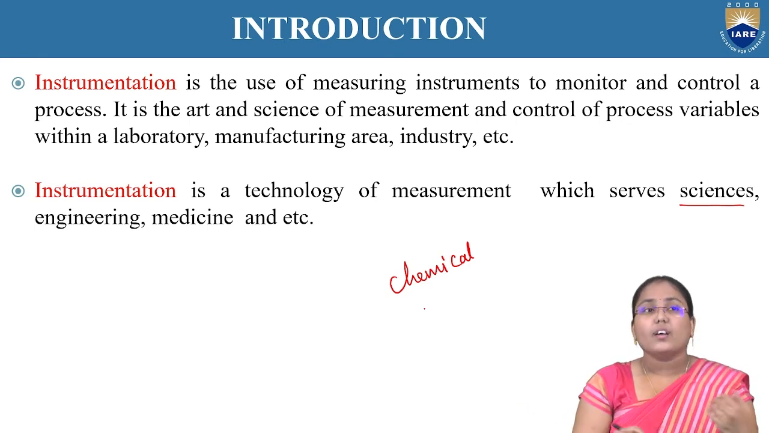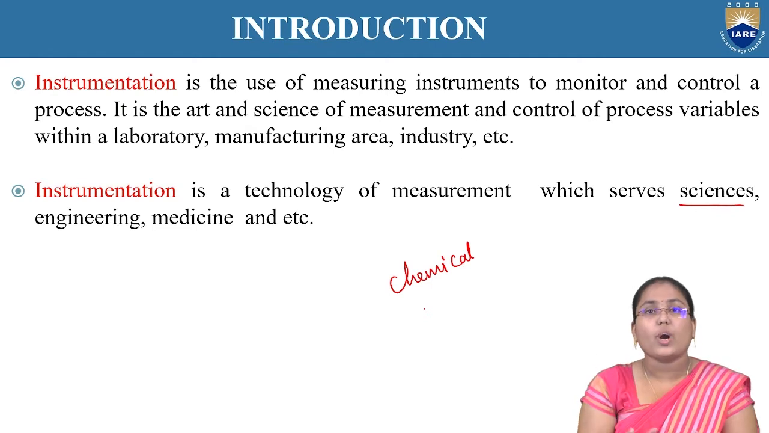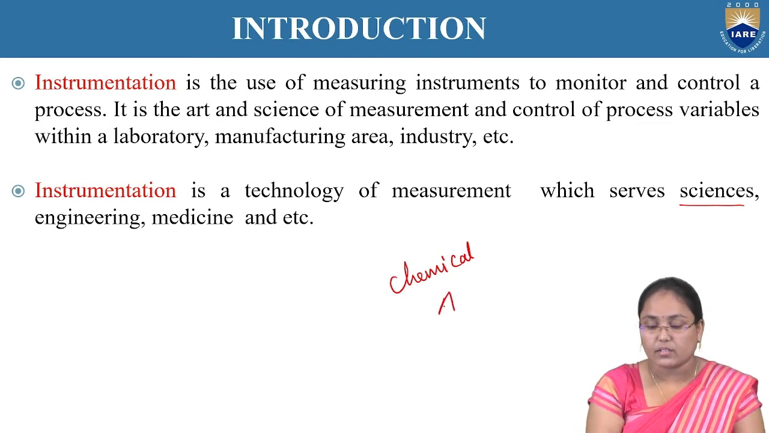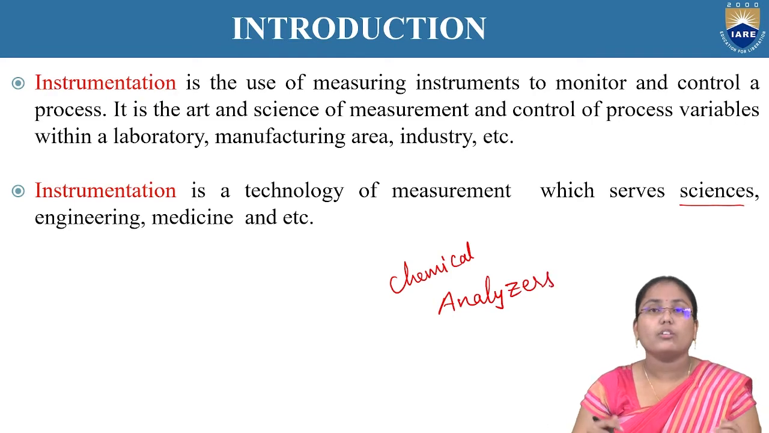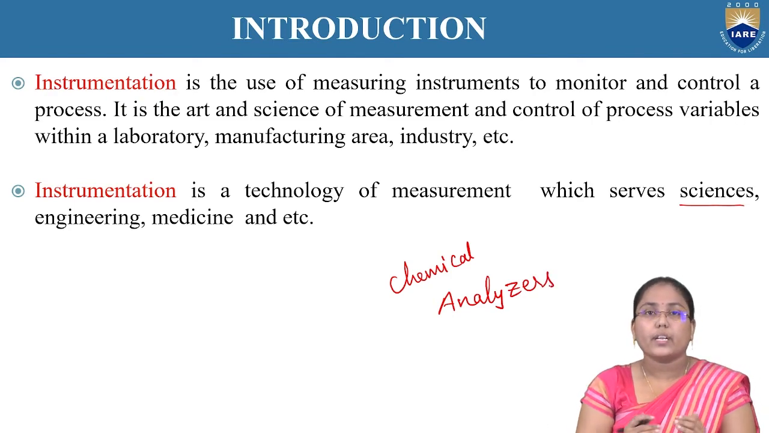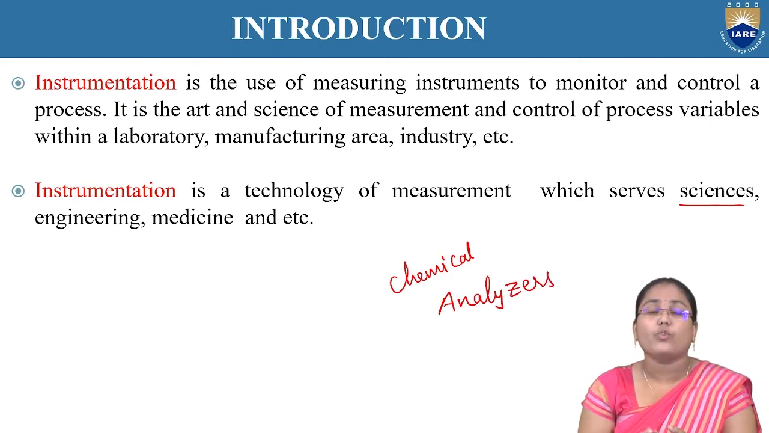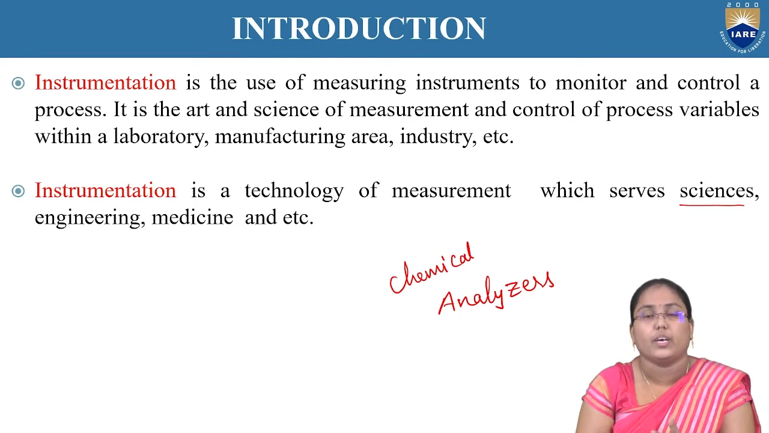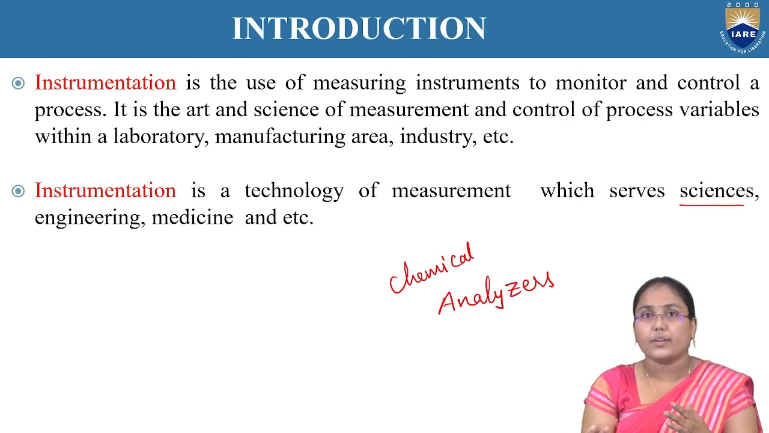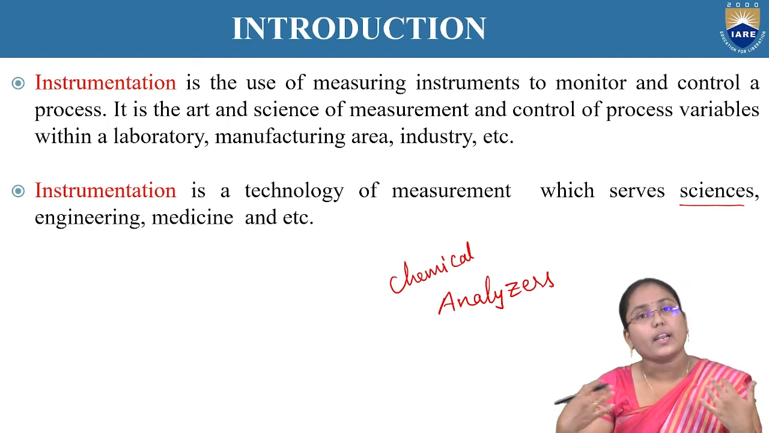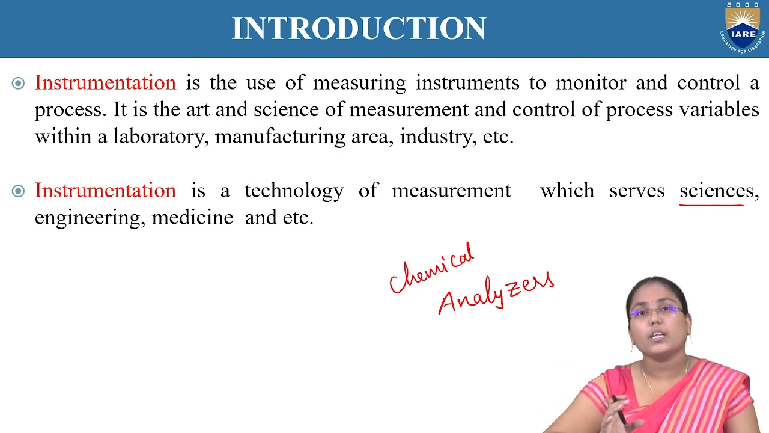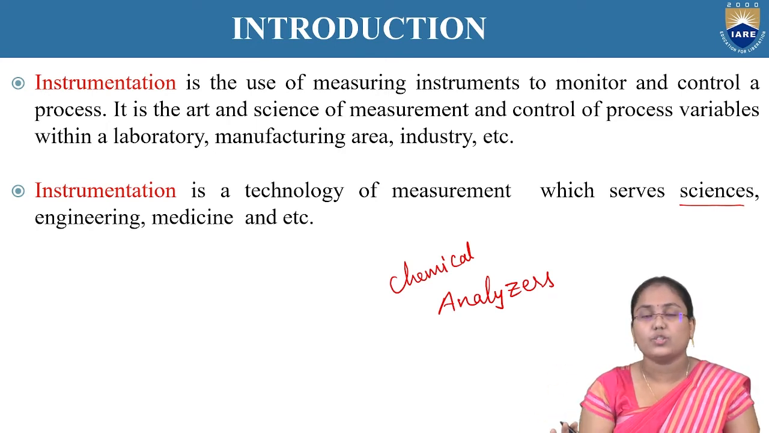To measure how the quantities are combining and how these things are being done, we have analyzers. Basically we have analyzers to see how the particular chemicals have been mixed, what the ratio of mixing of these two elements is, and how much can be done. So those analyzers are instruments.